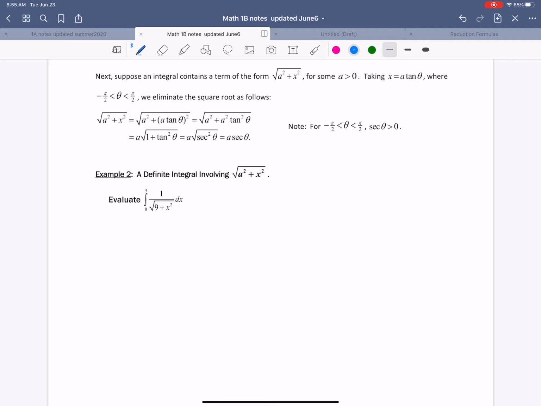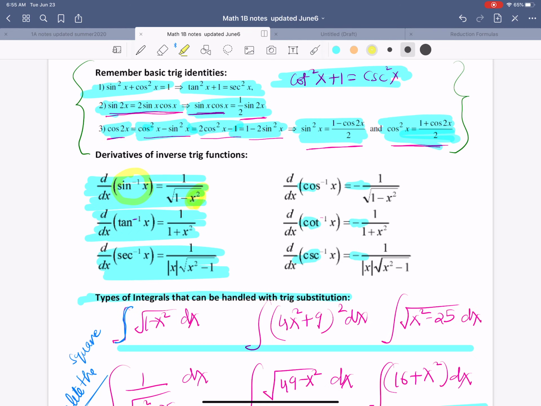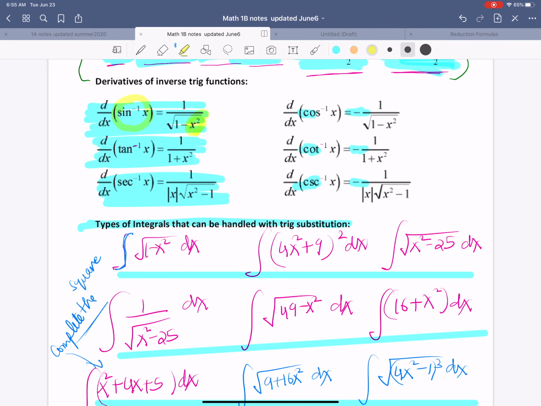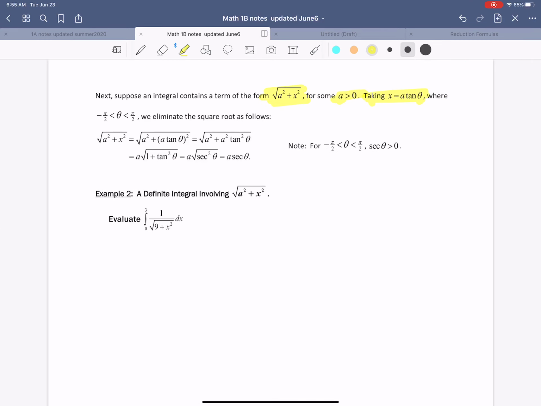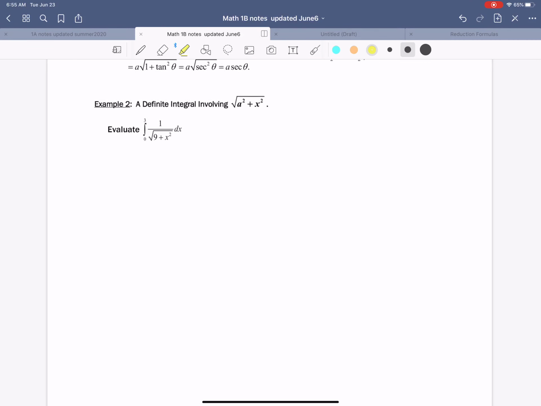If our integral contains a squared plus x squared, in a square root or without a square root, where a is greater than 0, our substitution will be x equals a tangent theta. The reason why is, if you look at the derivative formulas, the derivative of tangent inverse x is 1 over 1 plus x squared. So let's go back and look at this example.